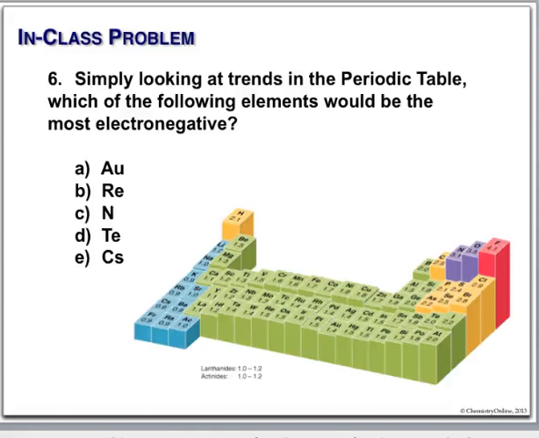So what we have to do is simply find each of these guys. Au is gold. Gold's going to be down here. That's not going to be real high, is it? Rhenium. That's always a hard one to find. Is Ru, would that work?